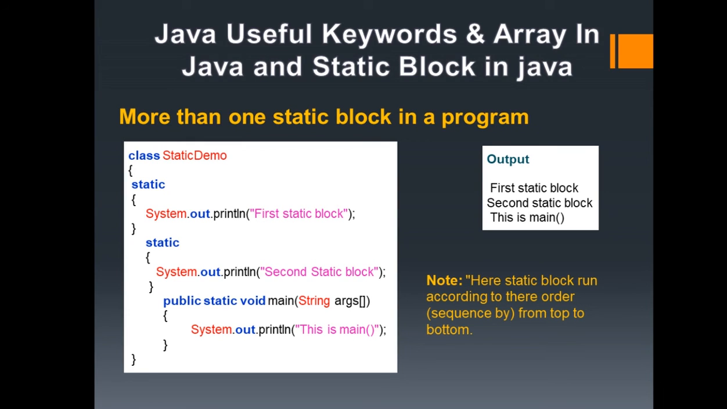More than one static block in Java. You can also use more than one static block in Java. Class StaticDemo has one static block, that is the first static block, and another static block, the second static block, and after that public static void main(String[] args). This is main. So first the first static block is executed. After that, the second static block is executed. Then the main method is executed. Keep in mind that static blocks run according to their order, from top to bottom. Okay.